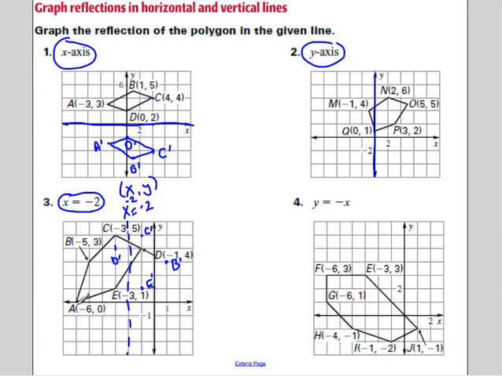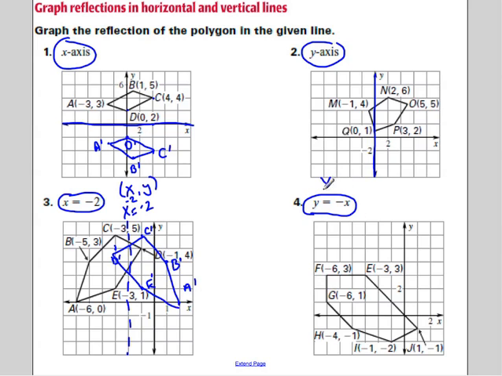E prime. A, we go 1, 2, 3, 4 units, 1, 2, 3, 4 more units. That's going to be A prime. And we just connect the points, A to B to C to D to E, and then back to A, and there's our image.